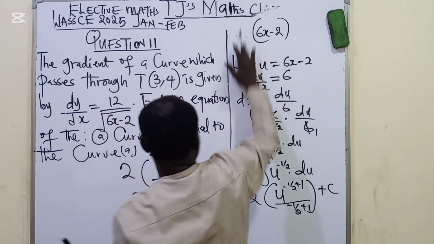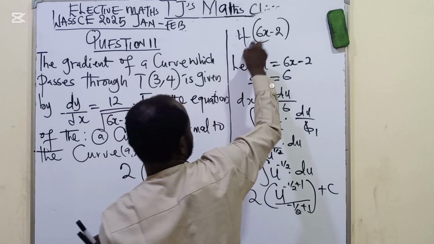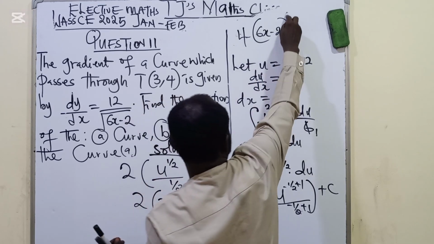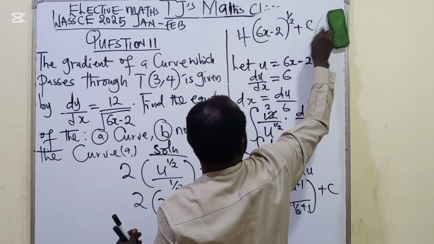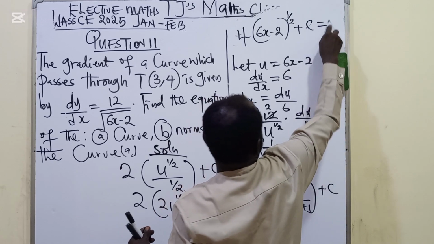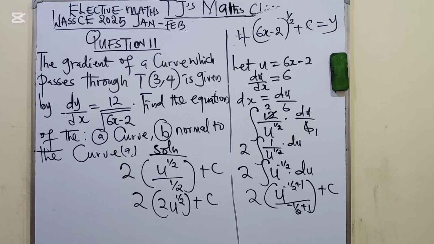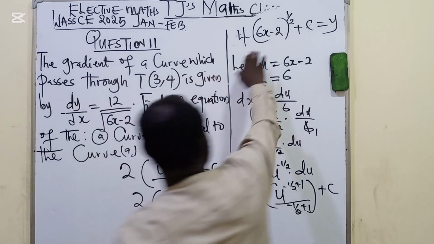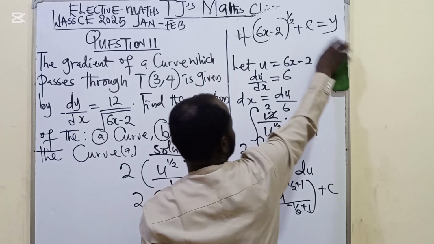Let me factor out these 2 before substituting. 2 times 2 is 4. So it will be 4 into 6x minus 2 power half plus the constant of integration, which will now be equal to y, because the integral of dy is y. So this is now the equation of the curve, but we have to find this constant of integration.